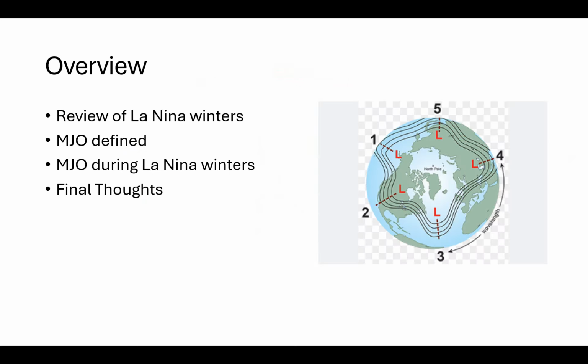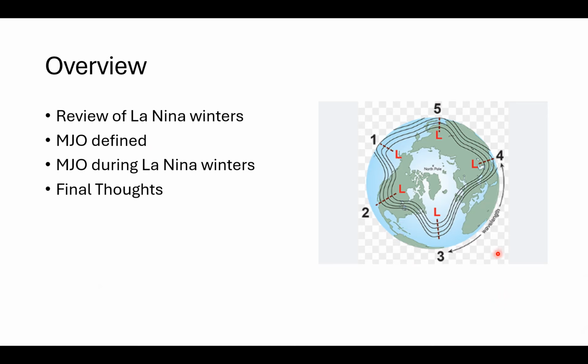So the overview of tonight's presentation: we're going to look at a review of La Nina winters first. Then I'll talk some more about the Madden-Julian oscillation, MJO, defined, kind of describe what it is and why it's so very important, including its impacts globally. And then I'll talk about the MJO during La Nina winters specifically. What did those MJO phase diagrams look like in the La Nina winters? And then I'll go ahead and share my final thoughts to close out tonight's presentation.